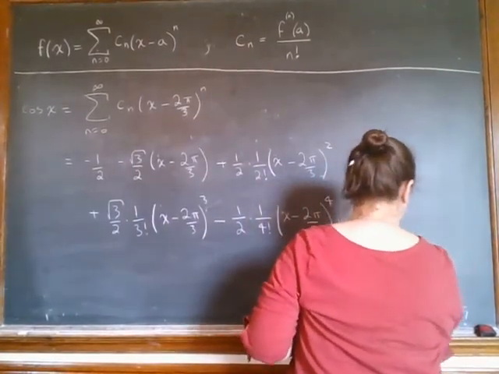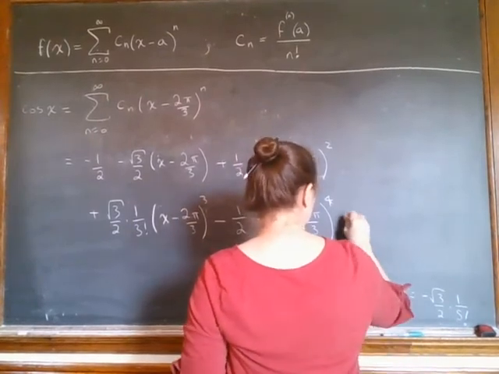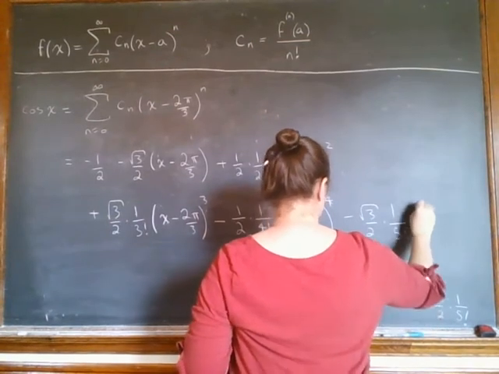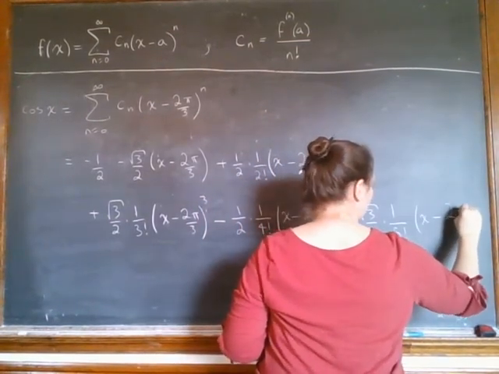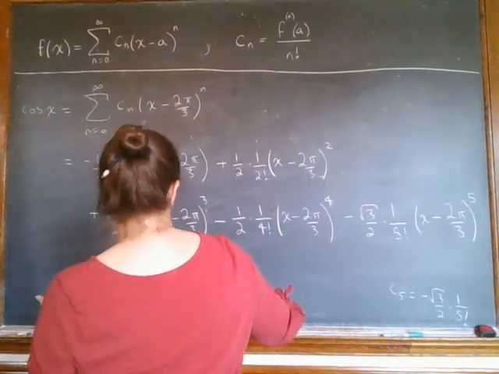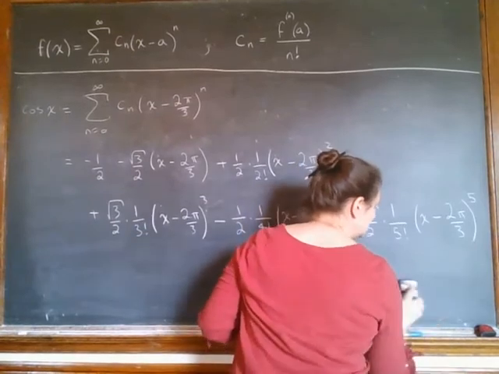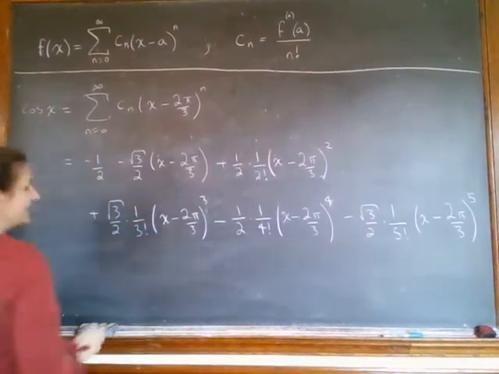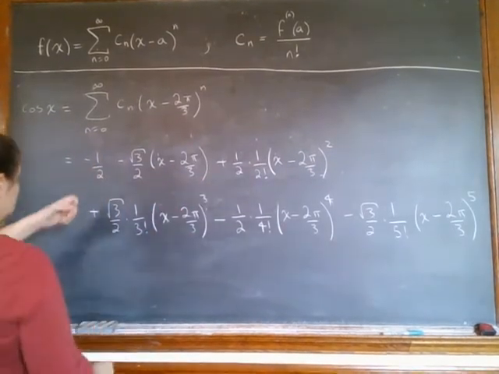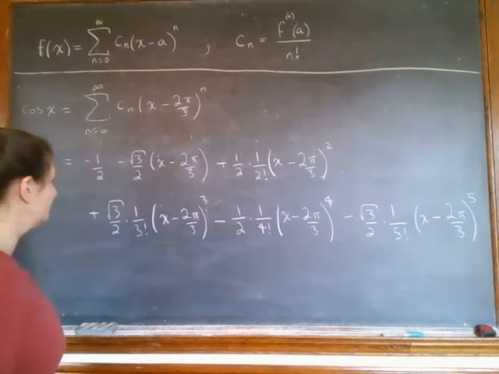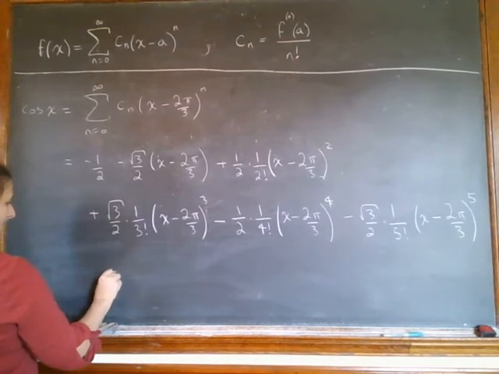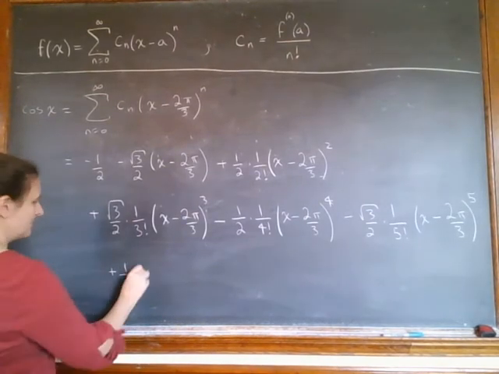Out of space. Now my 5 term, and now I've got 6 non-zero terms: 1, 2, 3, 4, 5, 6. I can keep going because I see what the pattern is. It's negative 1/2, negative root 3. Now I'm positive 1/2 and positive root 3. So I'm going to write down 2 more just for kicks. Okay?